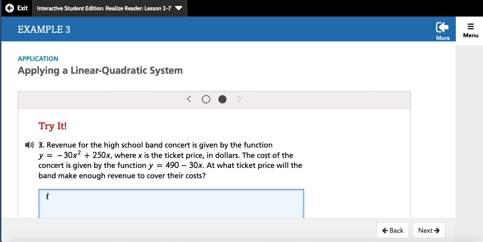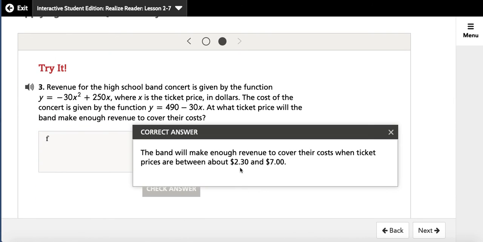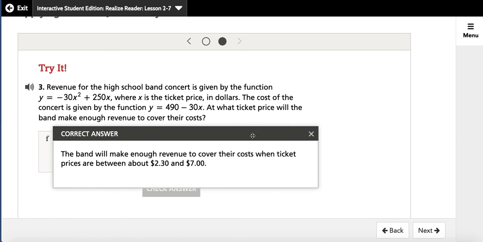I forgot to even answer the question. Good thing I did it before I clicked check answer. $2.33 and $7. It needs to be between that in order for them to make money.